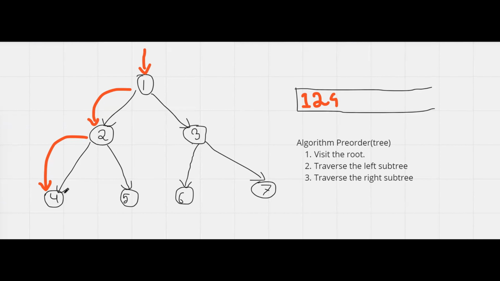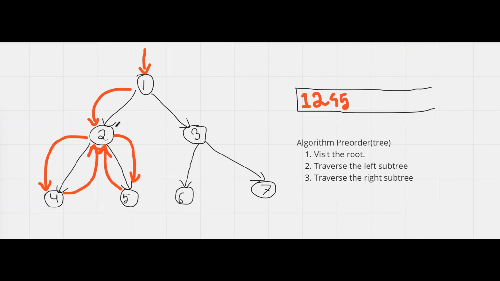Now, from 4, we have to move to root 2 again, but 2 is already processed. Now, according to the algorithm, all the left part of root 2 is processed. So we now have to move on to the right subtree. So from 2, we will move to root 5. Now, 5 is also a root which does not have any other children. So we have to process it. So we will put 5 here. Now, after processing, we have to go to root 2 again from 5. Now, all the right and left subtrees of root 2 are processed and root 2 is also processed.